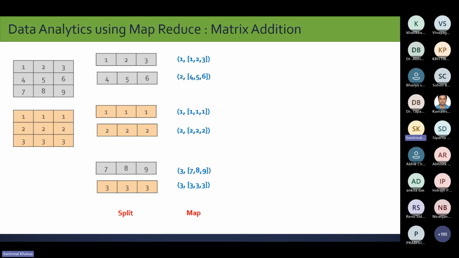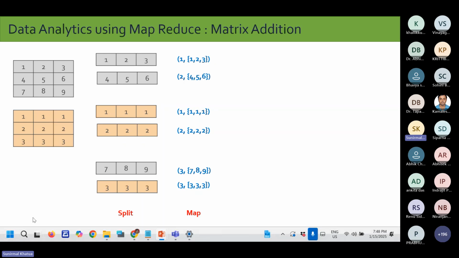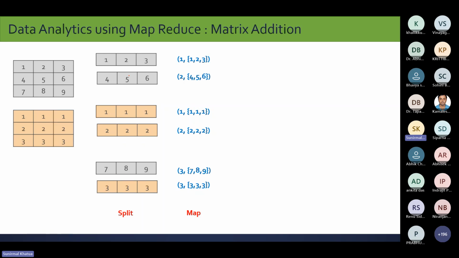So what may be the map function? Here my policy is that I will write the row number as the key. For example, this is the first row, so the key is 1 and the corresponding value is the first row. And this one is the second row, so the key is 2 and this row is the value. Similarly, this map function is also running in parallel in node 2. Since this is the first row and this is the second row, it generates keys 1 and 2 and the corresponding rows. And in the third one, since these are the third rows of both, it generates 3 as the key and the corresponding values.